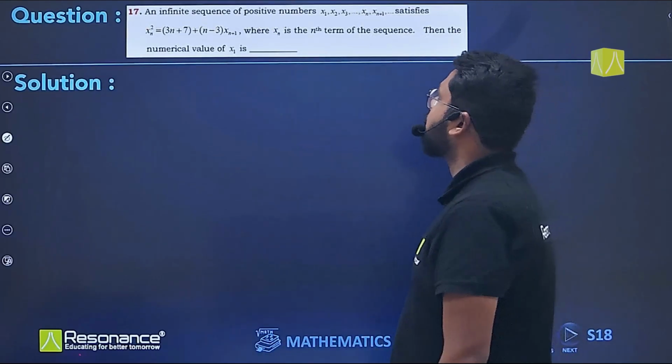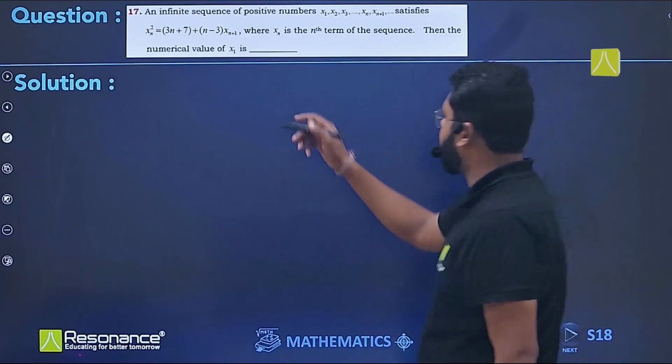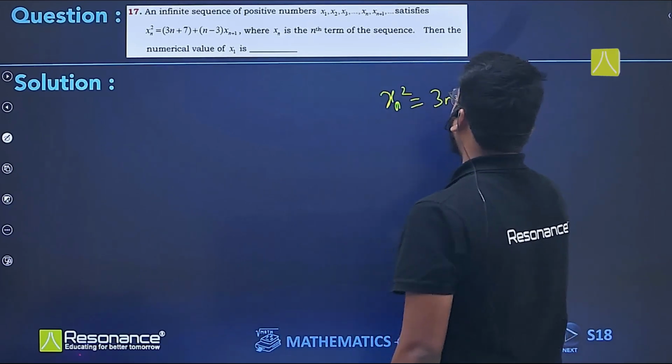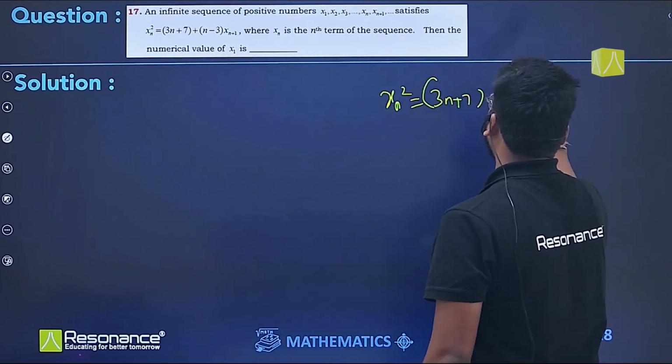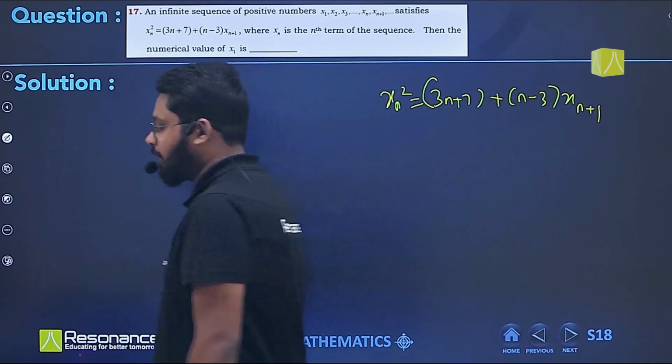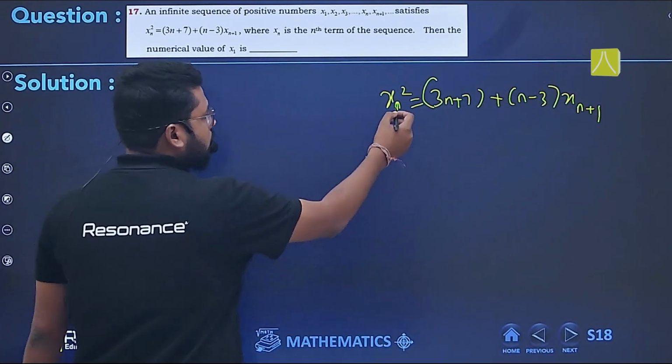An infinite sequence of positive numbers is given satisfying this condition: xn square equals (3n plus 7) plus (n minus 3) into xn plus 1. We have to find the numerical value of x1.